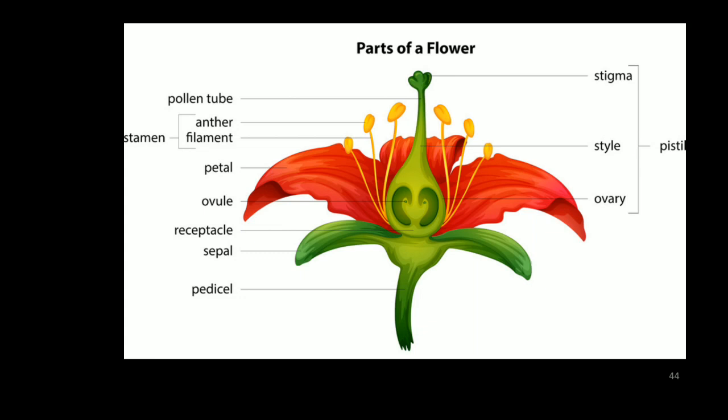Don't forget this. What is the female reproductive part? Pistil. Pistil consists of stigma, style, ovary. What is the male reproductive part of a flower? Stamen. Stamen consists of anther and filament. Okay. Now, what is this pollen tube? This pollen tube only comes if the male and female gametes fuse together. What is that? Let us see.